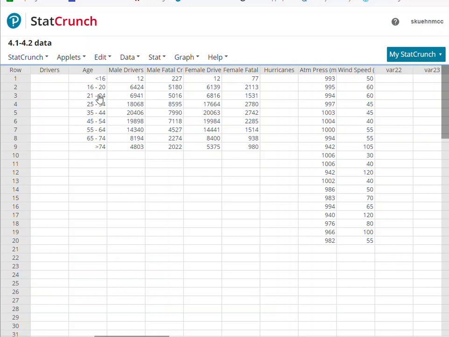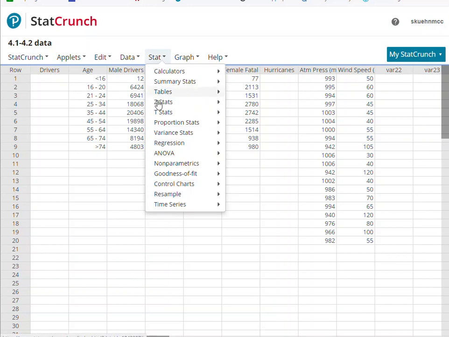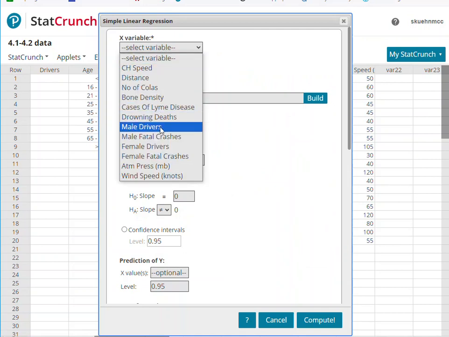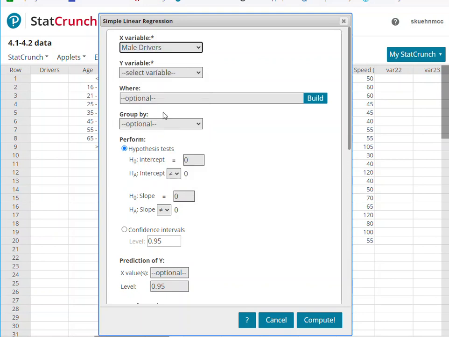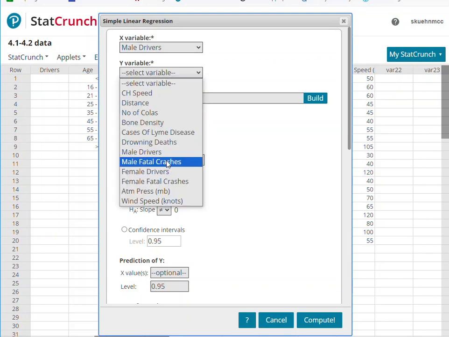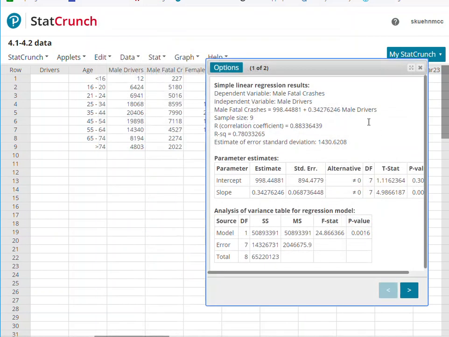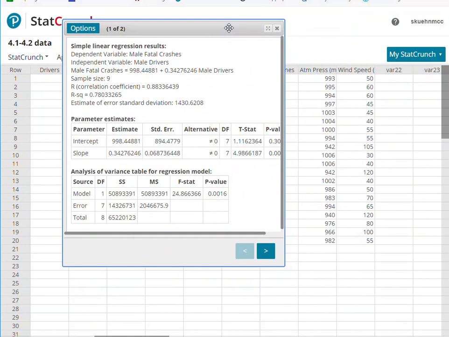In order to do that, it's a similar process to what we did before when we created a scatter plot. I go to Stat, Regression, Simple Linear. We're saying that the male drivers are going to be the explanatory variable. The response would be male fatal crashes. So I have male drivers for X, male fatal crashes for Y. We don't need to do anything else. We'll just click compute and we'll look here.